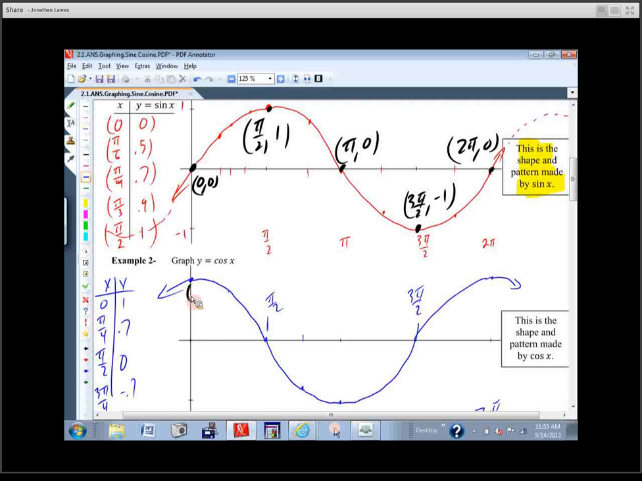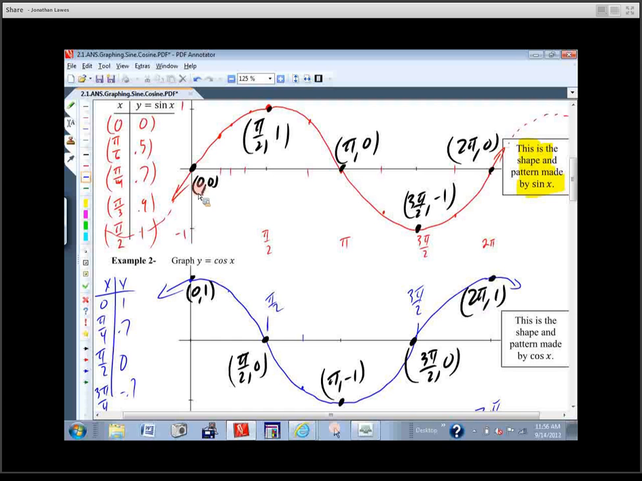So the x-coordinate here is 0, the y-coordinate's 1, so it starts at (0, 1). And then this point is (pi halves, 0). This point right here is (pi, negative 1). This one is (3 pi halves, 0). And this one is (2 pi, 1). 5 key points on the cosine graph, 5 key points on the sine graph.